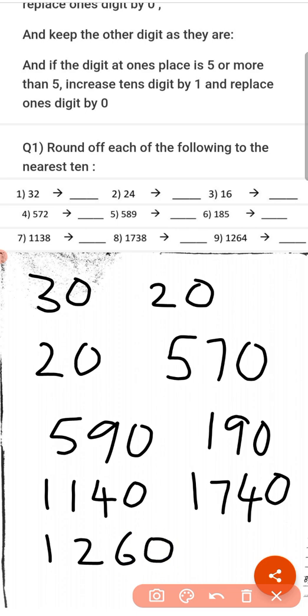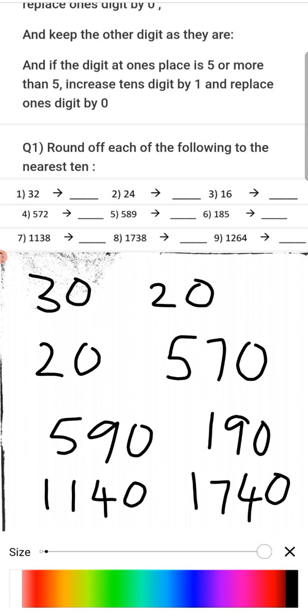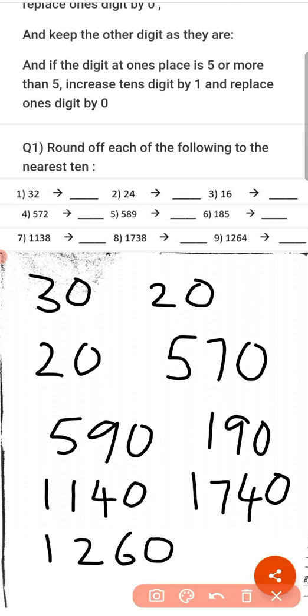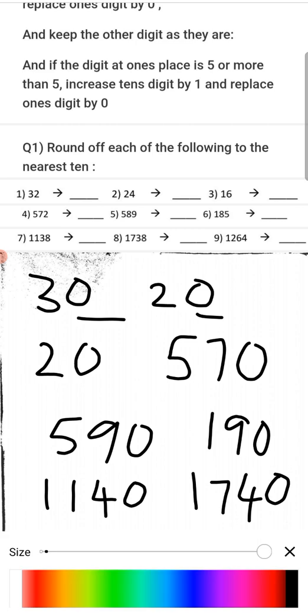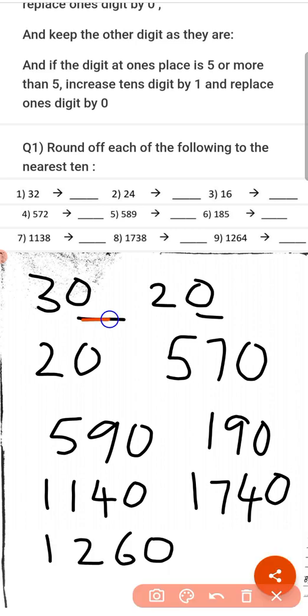Children, check the last digit in the numbers, that is 0. See, all digits are 0. So, when we are rounding a number to the nearest 10, the last digit will always be 0. Okay.